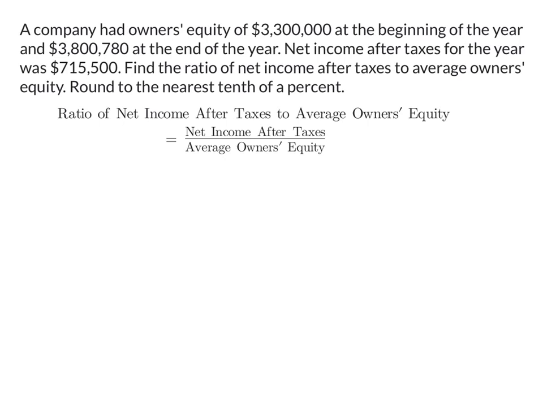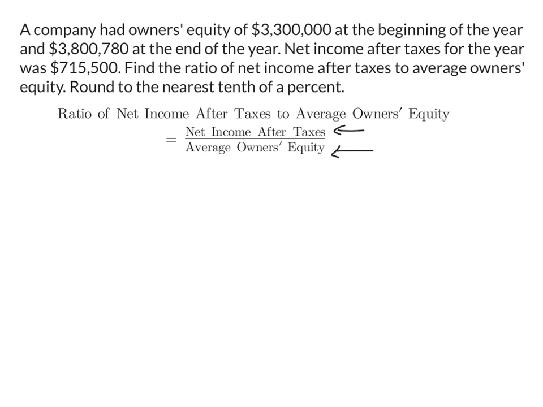A company had owner's equity of $3,300,000 at the beginning of the year and $3,800,780 at the end of the year. Net income after taxes for the year was $715,500. Find the ratio of net income after taxes to average owner's equity. Round to the nearest tenth of a percent. The ratio of net income after taxes to average owner's equity is found by taking the net income after taxes and dividing by the average owner's equity.